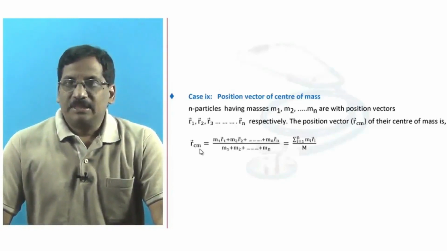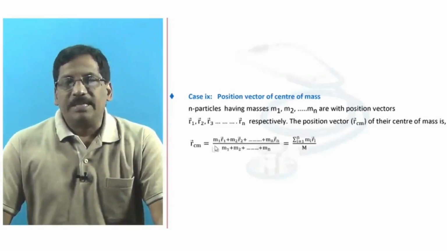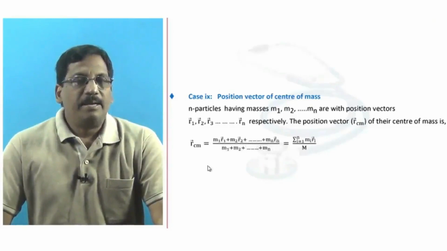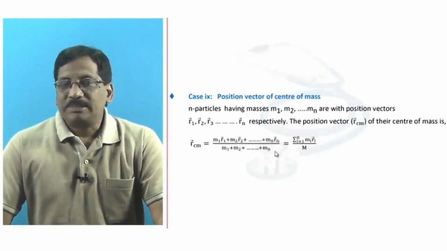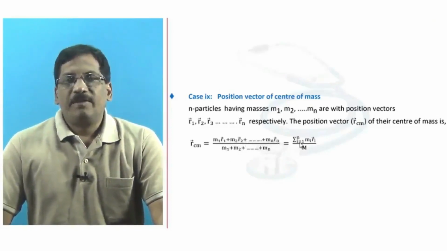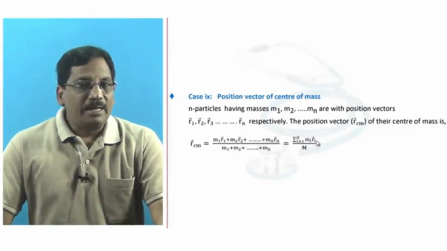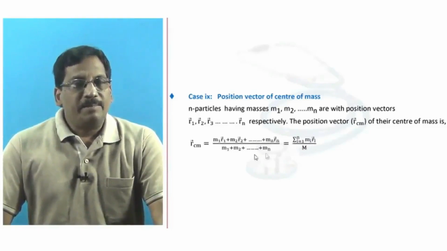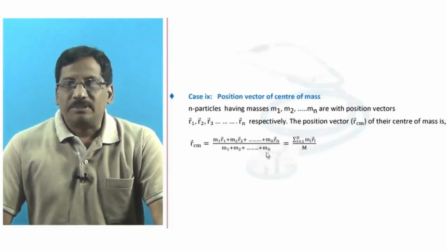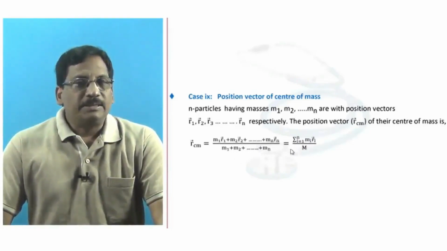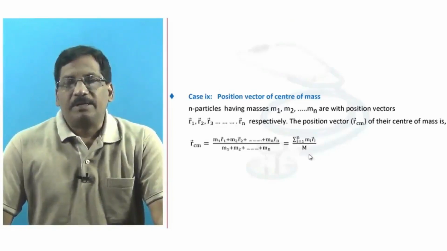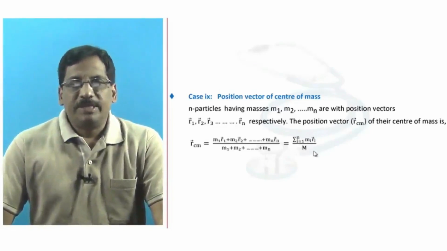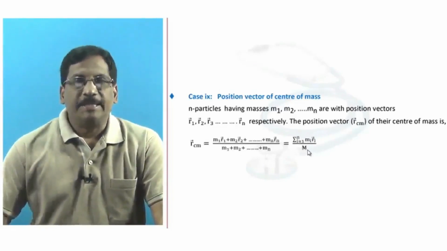Observe this. RCM bar is (m1 r1 bar plus m2 r2 bar and so on plus mn rn bar) by (m1 plus m2 and so on plus mn). Another way we can write it as sigma mi ri bar, where i equals 1 to n, divided by sigma mi, i equals 1 to n. Here the denominator obviously will be equal to the sum of the masses of all the particles. So this is a simple expression to remember easily.